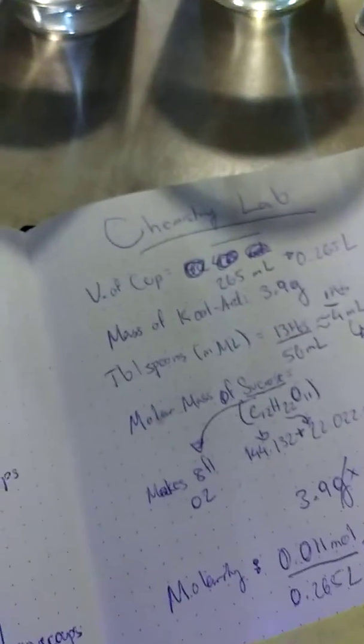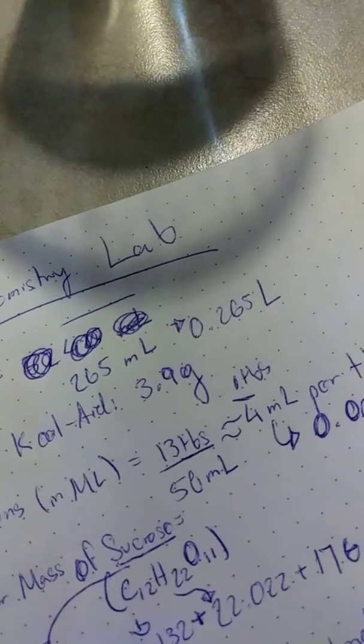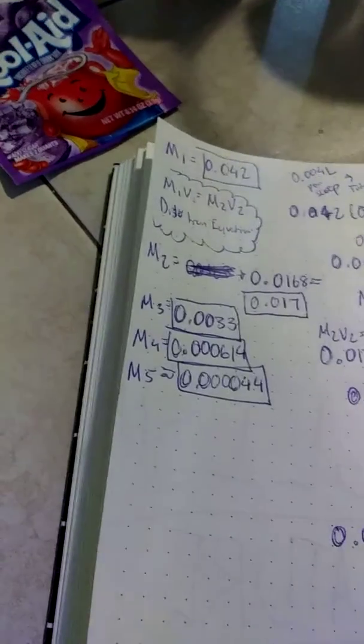I then proceeded to calculate the total volume that I was going to use from my mother cup. This came out to be 0.265 liters, as I converted the milliliters in my measuring cup into liters since I found it more convenient. I then poured that volume from my measuring cup into the mother cup. Then I carefully dumped all of the contents of my packet, without leaving any residue, into my mother cup.